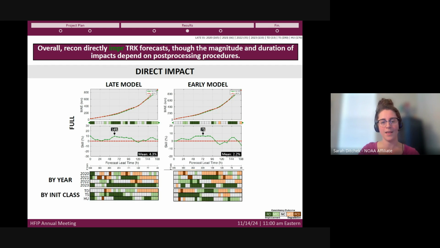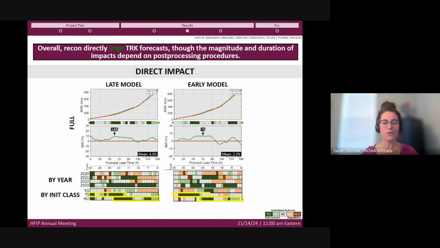Next. Another way to stratify the sample is by the direct impact of recon obs by initial classification, and you could see that here. It wasn't really dependent on initial classification. Both late and early model forecasts had improvement for both tropical storms and hurricanes. Next. But tropical storms experienced a more immediate impact from the recon obs than hurricanes.